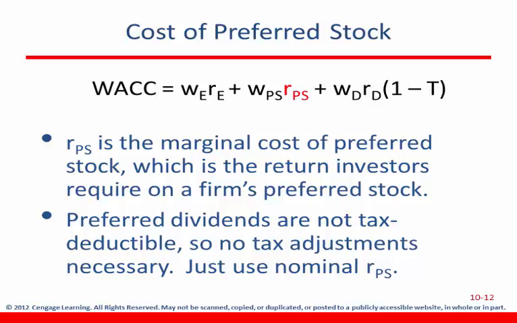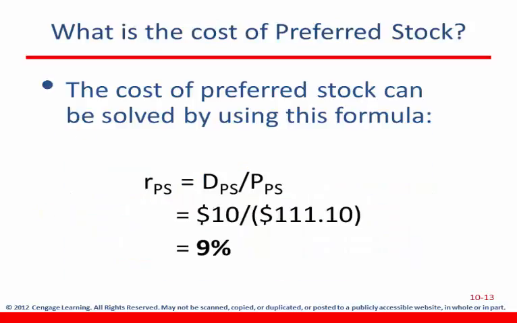So we're just looking for whatever the dividend is over the price. As you can see here, we just took the $10 dividend. And how did I get that $10 dividend? Well, that is just 10% of par, and 10% of par for preferred stock is 10% of $100, which is $10. Okay, and once again, the price for the preferred stock here is going to be $111.10. So that just gives you 9%. It's that easy, folks. Your cost for preferred stock is going to be 9%.